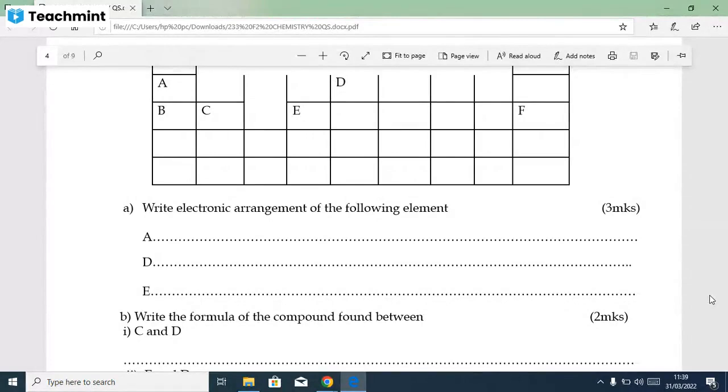Do you need much explanation? Let's go to the whiteboard. So you get C2D. Okay?